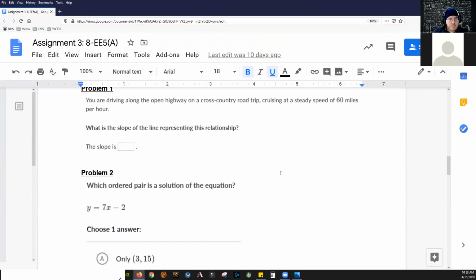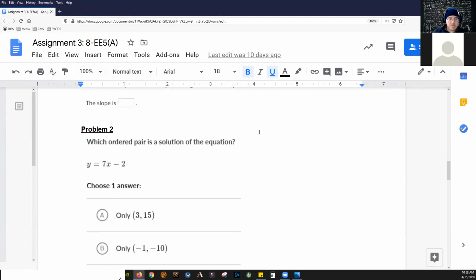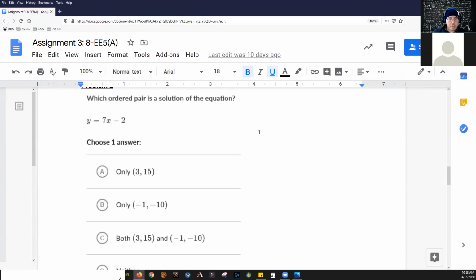So problem 1, you're driving cross country road trip. You're driving at 60 miles an hour. What is the slope of the line? Oh goodness, I think someone asked me that question on stream, and I just flat out answered it for them. Okay, we might come back to one just like that. Problem 2, which ordered pair is the solution to this one? Now, we just did several of those here today, so anyone watching should be able to figure this one out. You plug in this x and y value here and see if they come out to be true or false. Maybe it's one, maybe it's the other, maybe it's both, maybe it's neither.